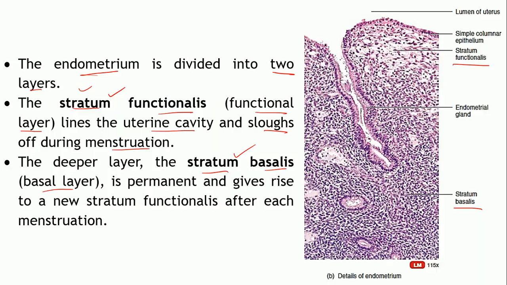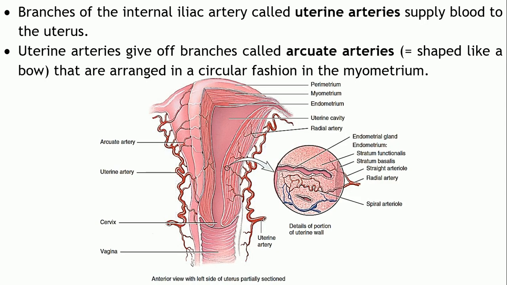Okay, so this has to do with the endometrium. Now coming to the blood supply to the uterus. The uterus is richly supplied by blood because it needs to nourish and grow the fetus, right? So it is richly supplied by blood. The branches of the internal iliac artery called uterine arteries are the ones that supply the uterus.